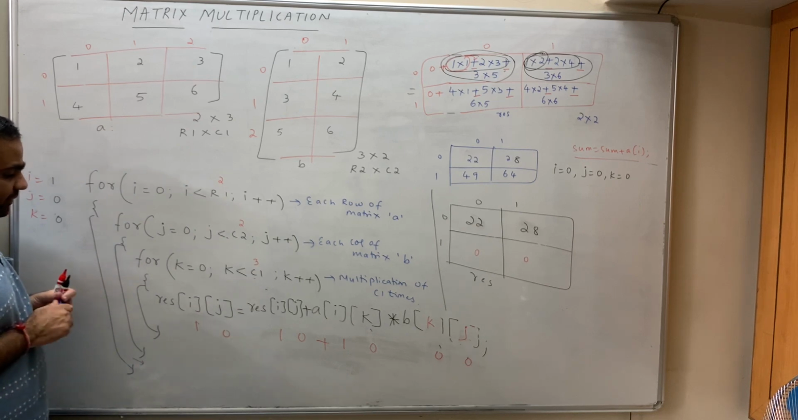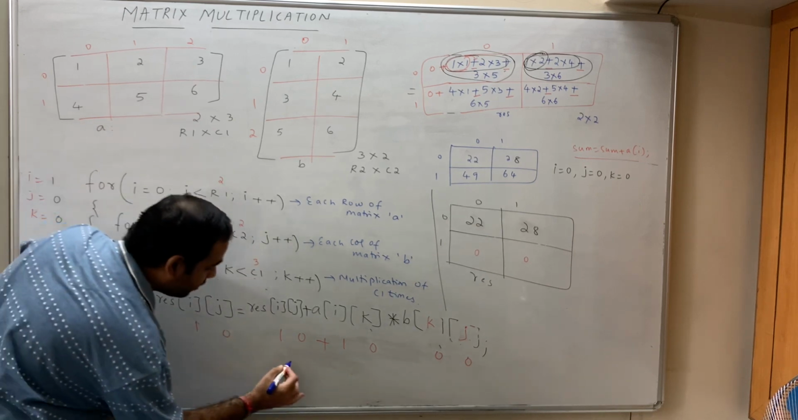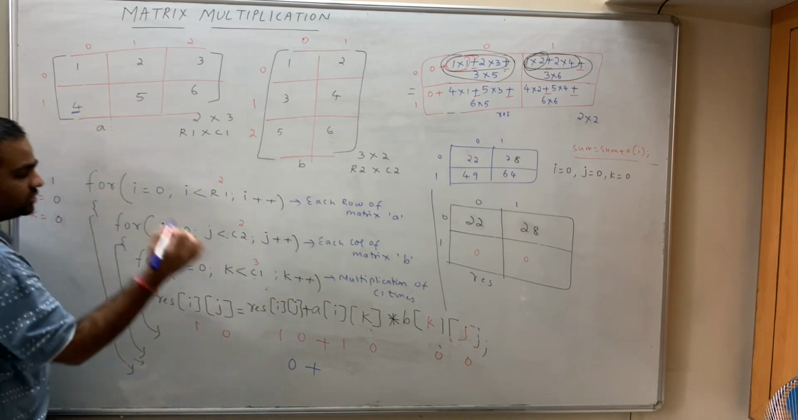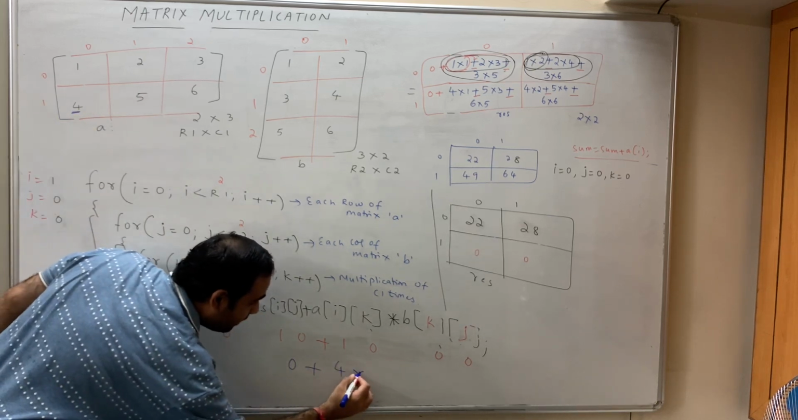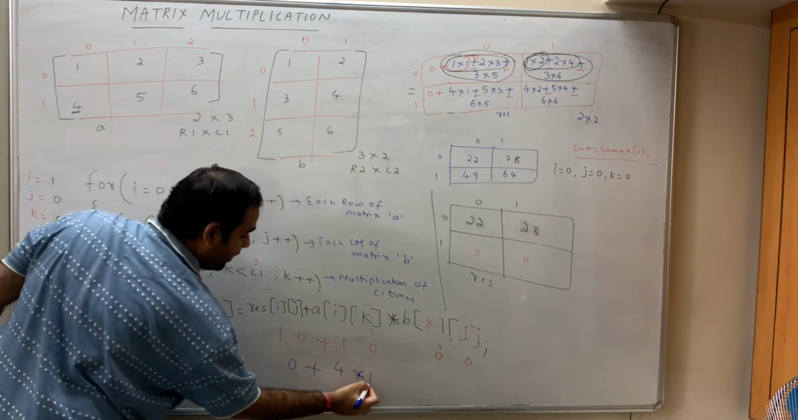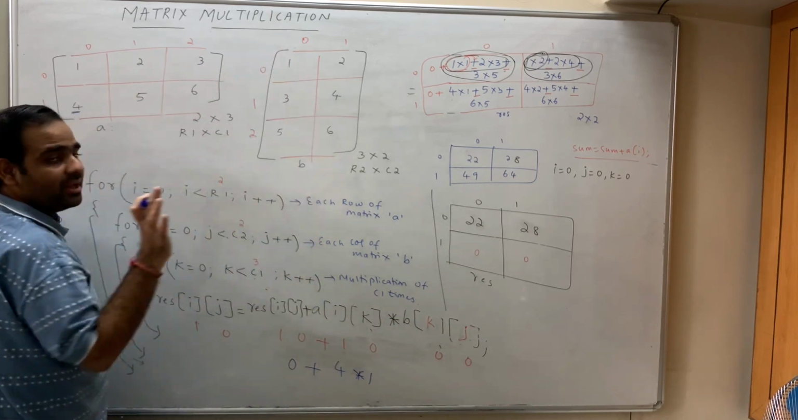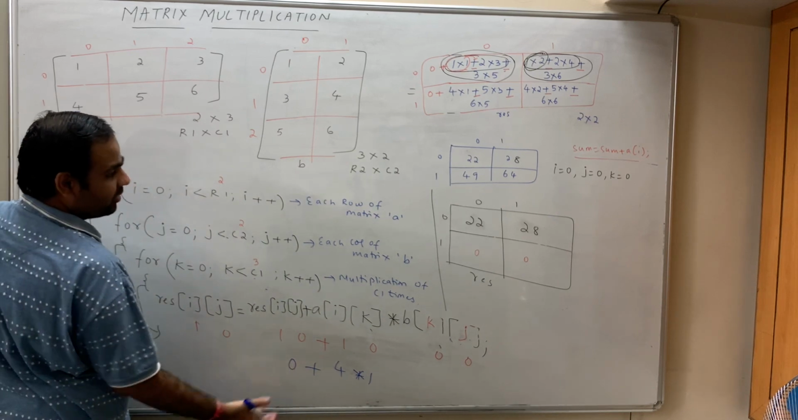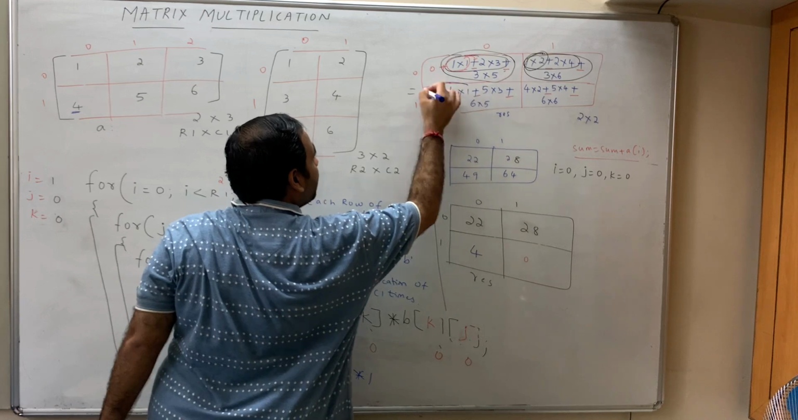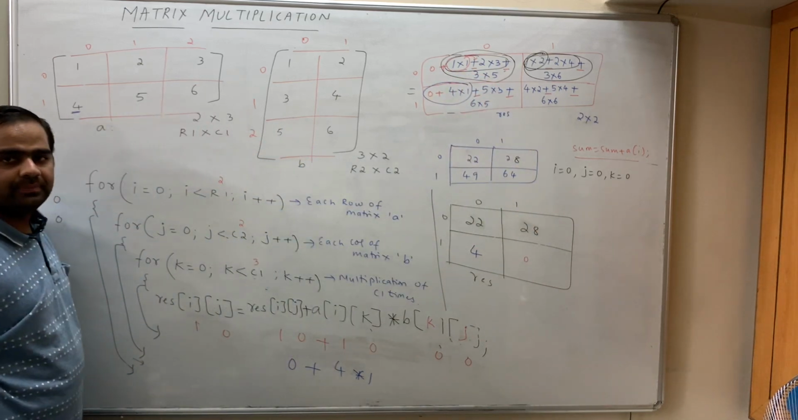Now tell me one thing. What is result of 1, 0? Result of 1, 0 is 0 plus a of 1, 0. What is a of 1, 0? 4 multiplied by b of 0, 0. And what is b of 0, 0? It is 1. Now you are taking the second row and multiplying with the first column. Now 0 plus 4 into 1 is 4. This particular value is replaced by 4 and you have got this particular answer.